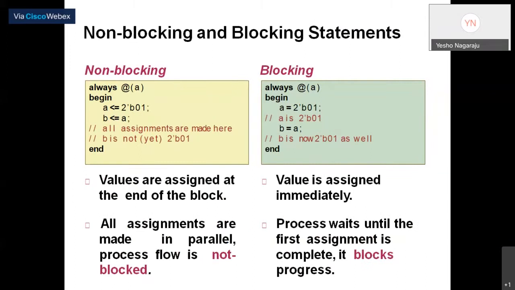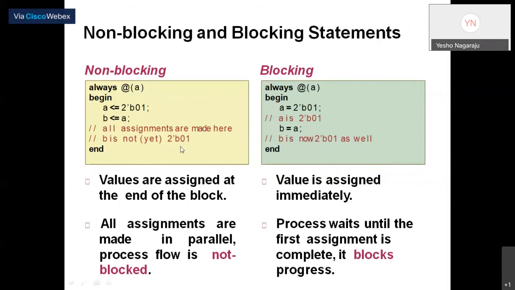Let's cover the difference between blocking and non-blocking assignments. Now you see in the always block, A is being assigned 2'b01, and B is being assigned A. These are non-blocking assignments. In another always block, what we have is blocking assignments. A is getting 2'b01, and B is getting A. What is the difference?